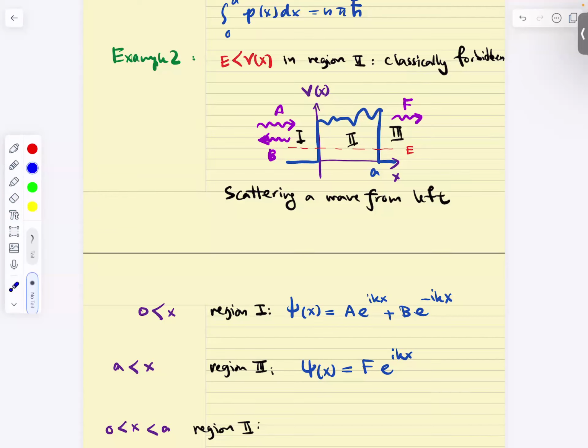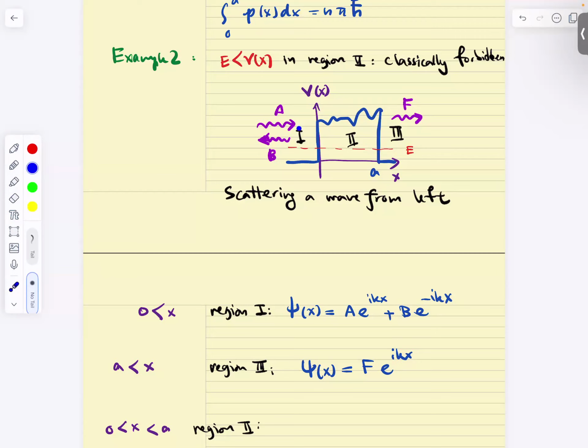There's an amplitude for it to bounce back, and there's an amplitude for it to go through. So quantum mechanically, if this is to be a solution, there is the piece of the wave that's going this way, and simultaneously there is the amplitude for it to come back. So I have to add them, right?